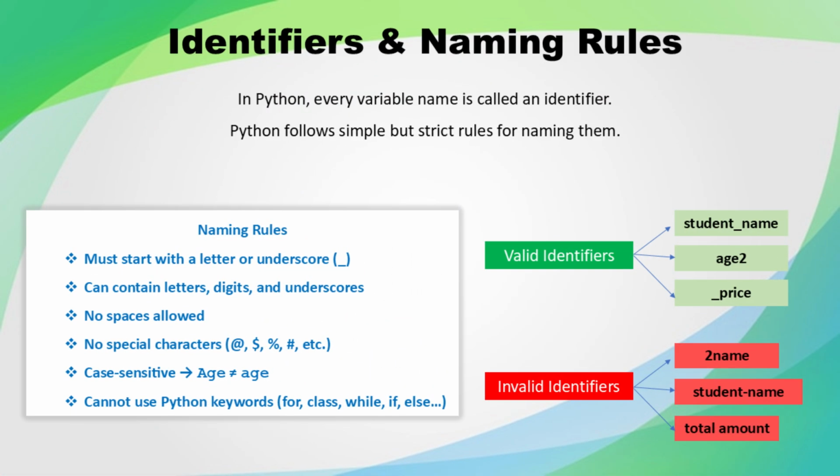Every variable name in Python is called an identifier. Python has simple but strict naming rules. It must start with a letter or underscore, can contain letters, digits, and underscores, cannot contain spaces, cannot use special characters, it's case sensitive, and cannot use Python keywords like for, class, while, etc. So here we show valid and invalid variable names. Always use clear and meaningful names.